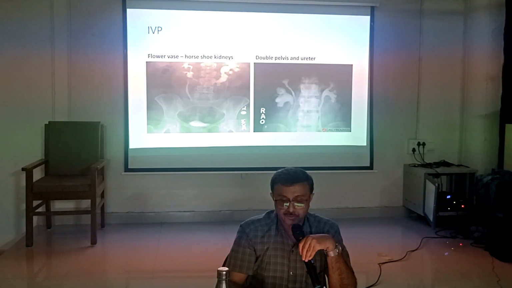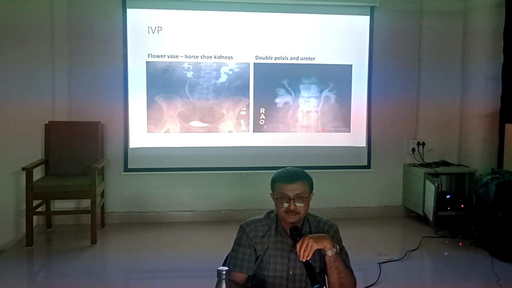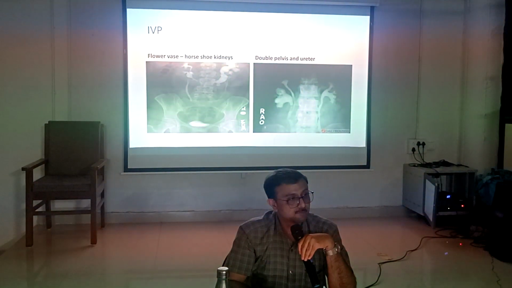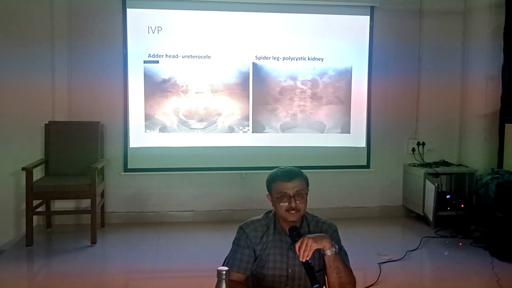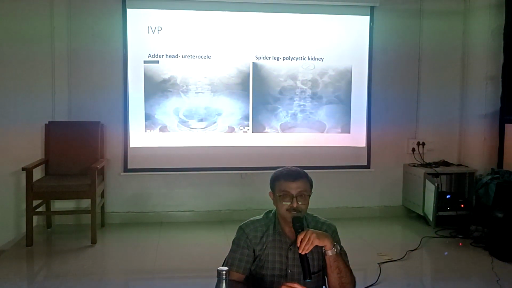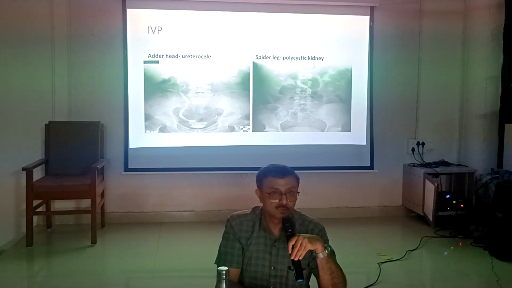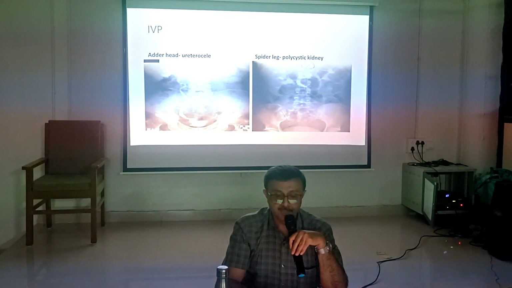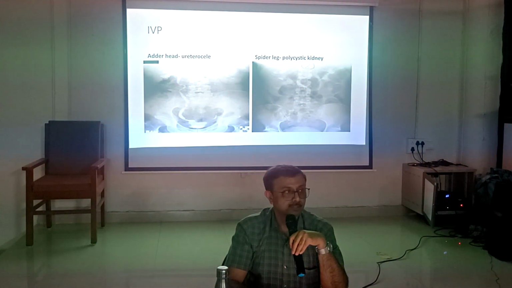Double pelvis and ureter: bifid ureter, bifid pelvis, double ureter. We can identify this by IVP. Adder head or cobra head appearance: the lower ureterocele, meaning a dilated lower ureter. This is basically a ureterocele.